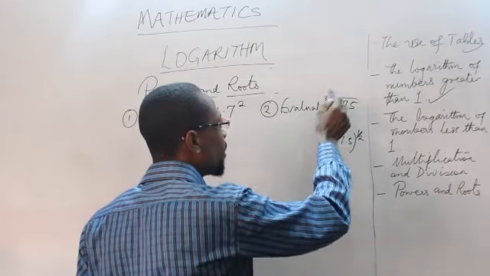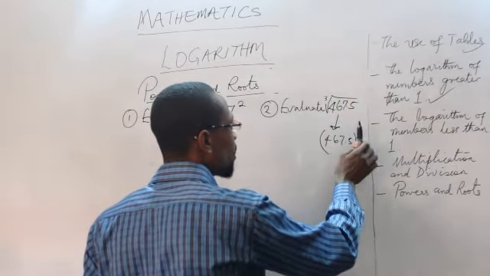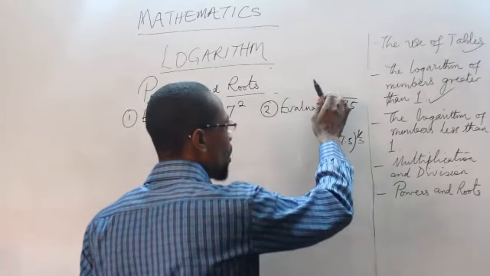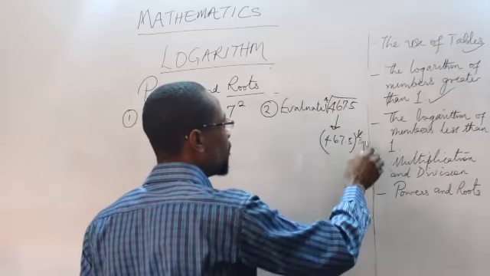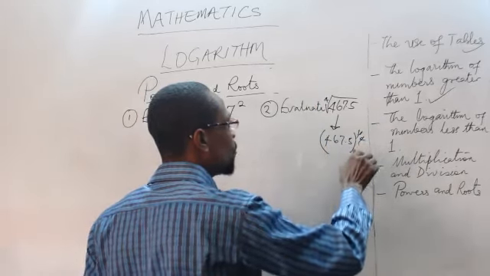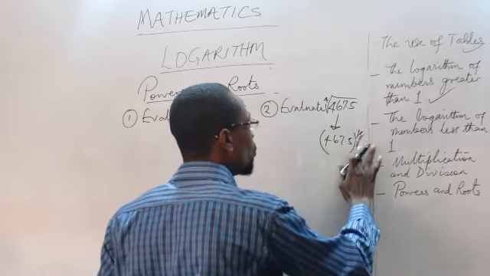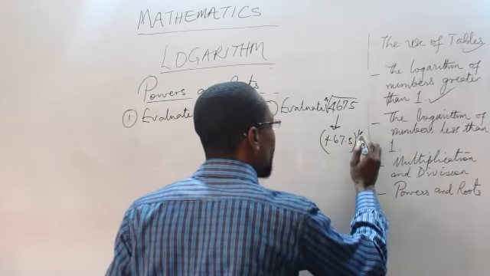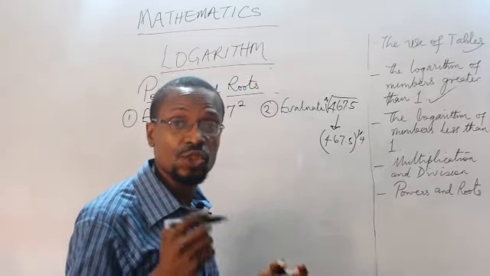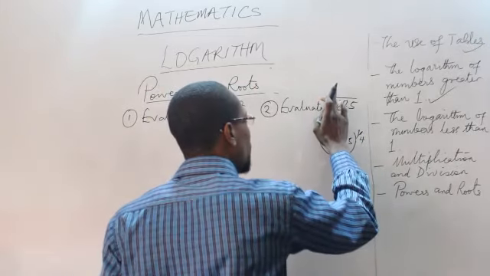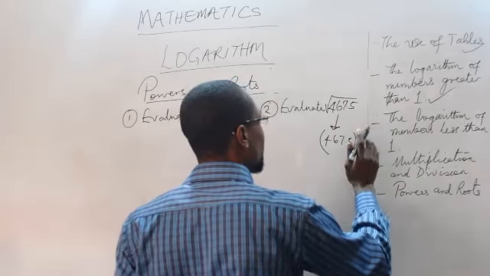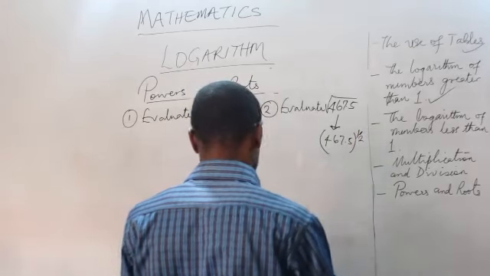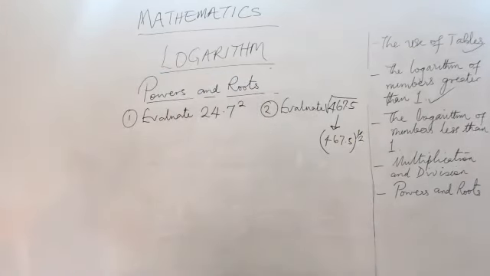If you had 3 here, you divide by what? 3. If you had 4 here, you divide by 4. And so on and so forth. So that's the way it goes. But since what we have here is just a square root, we are going to divide the logarithm of this number by 2. So now let's proceed.